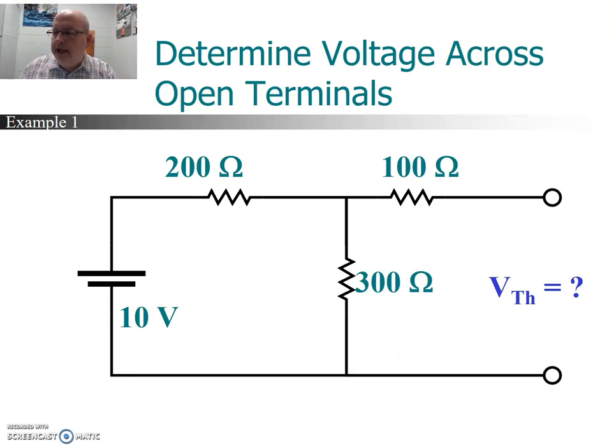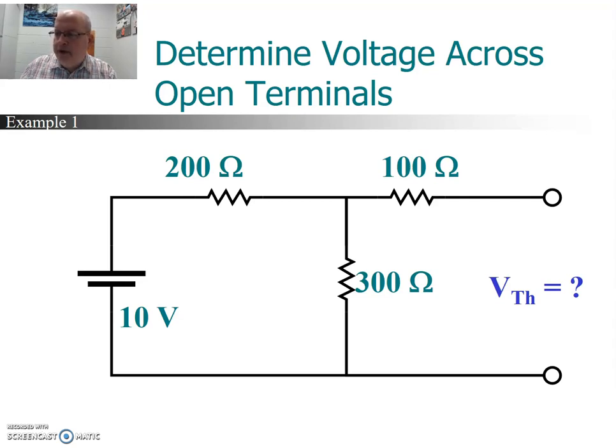Well, in this case, look carefully, and that 100 ohm resistor connected to load terminals is connected to an open. Since it's connected to an open, there's no current flowing through the 100 ohm resistor. And if there's no current flowing through the resistor, there's no voltage drop across it. So the voltage will be the same on both sides of the 100 ohm resistor. So essentially what we're asking is what is the voltage across the 300 ohm resistor, since that would be the same as the voltage across the load terminals.